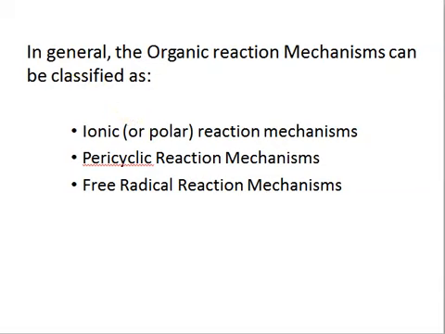Let's consider a bond between atom A and B. Now we have to break this bond. There are two possibilities by which we can break this bond. You know that each bond consists of two electrons, one electron here and one electron here. One possibility of bond breakage is that the bond breaks in such a way that both atoms get one electron each. So one electron goes to atom B and one electron goes to atom A.